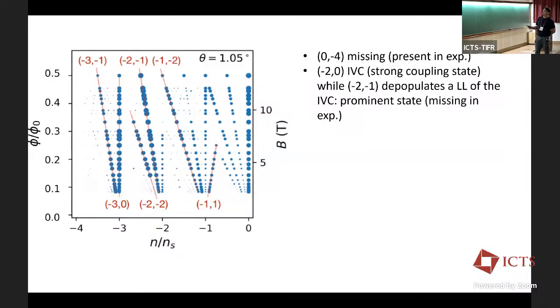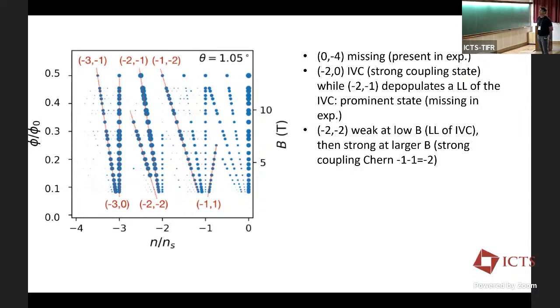This vertical line corresponds to, so the -2, 0 state corresponds to the inter-valley coherent state that we obtain in strong coupling. But this very, very strong -2, -1 line corresponds to depopulating a Landau level of this IVC state. This is a very prominent state in this calculation, but it's missing in the experiment. So at -2, -2, this line, see at low magnetic field, there's hardly an incompressible state over there. So it's very weak at low magnetic field. It's essentially populating or depopulating Landau levels of this IVC, but then it becomes very strong above a critical magnetic field. And there, it indeed would correspond to a strong coupling Chern state.